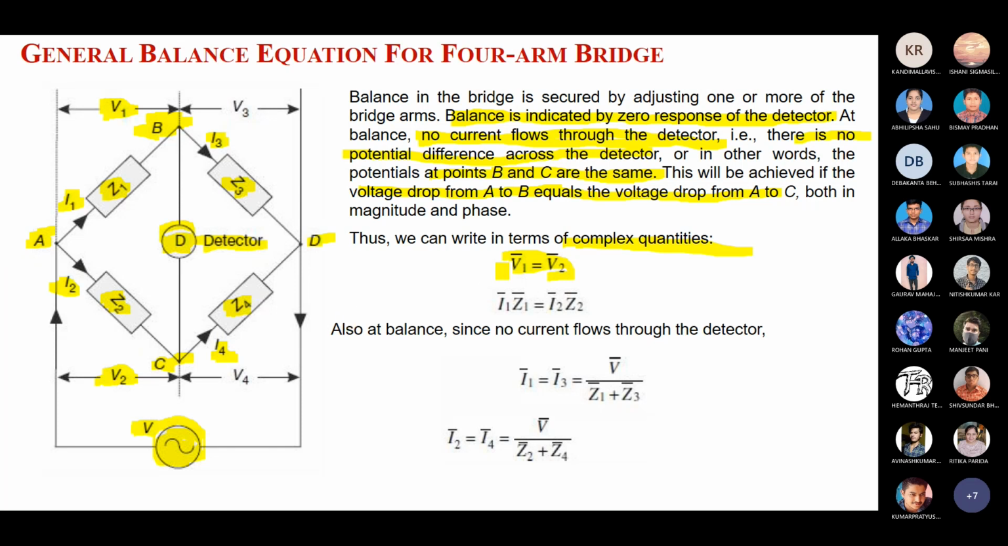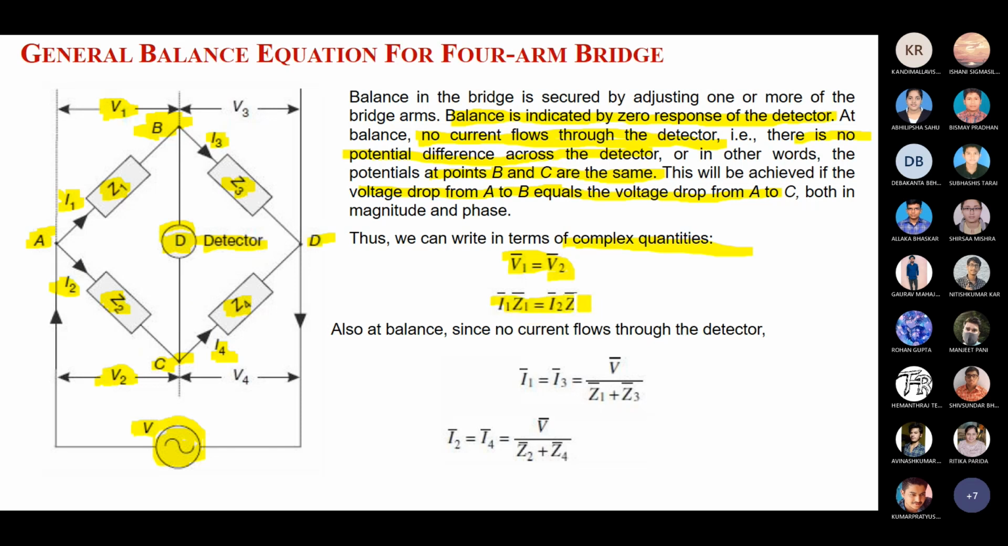So V1 equals how much? I1 current is passing through the AB terminal, so I1 Z1 is V1, the potential across the path AB. So I1 Z1 equals V2, and V2 is I2 Z2. So I1 Z1 equals I2 Z2.